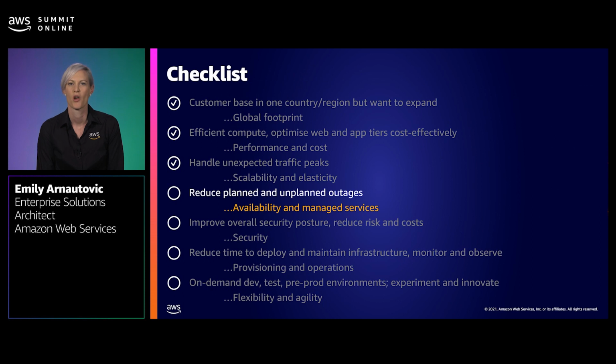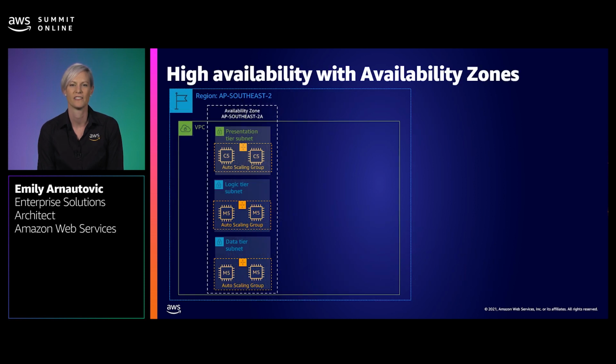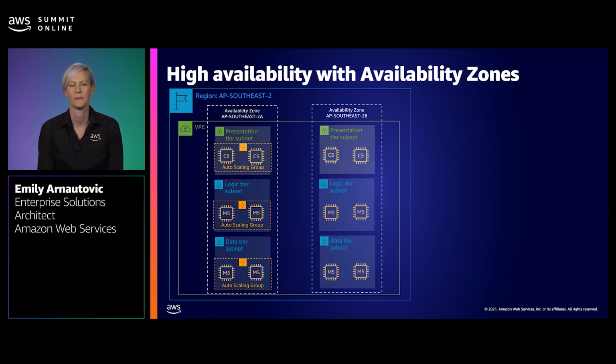Next, what can we do to reduce planned and unplanned outages, improve availability, and take away that heavy lifting that so often burdens the engineering and operations teams? We've heard earlier that the Sydney region has 3 distinct availability zones. We aren't going to make use of just one of these. Instead, we'll start by making use of 2 of them. This will help meet the requirement for high availability for Nikki's customers who might access that application at any time of day. In that second AZ, we have the same architecture as the first AZ. Our auto-scaling group will work across the multiple AZs within this region.